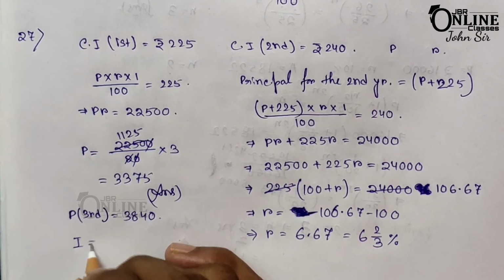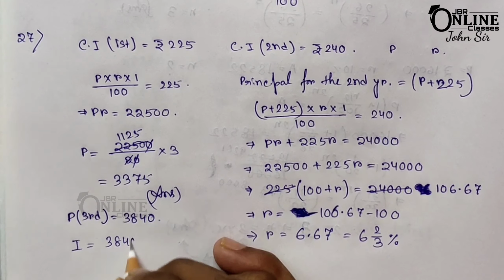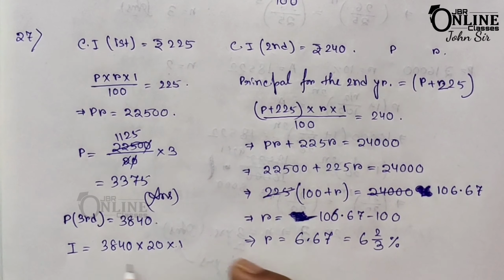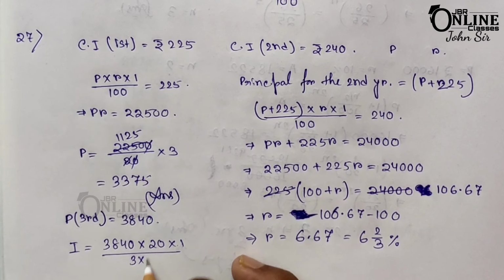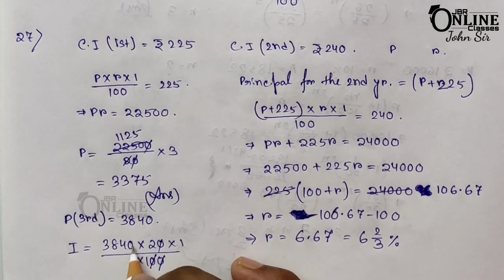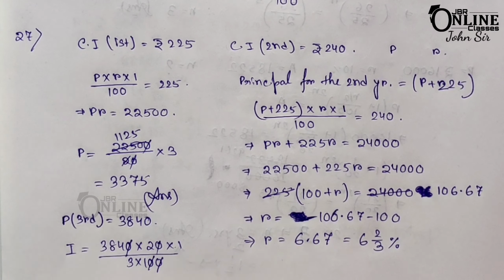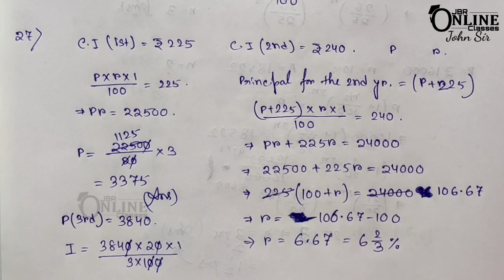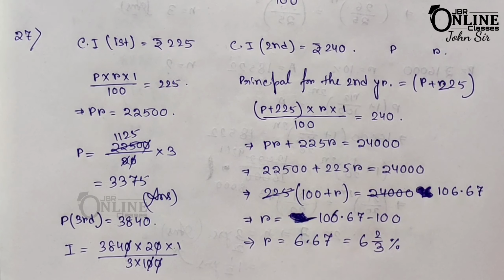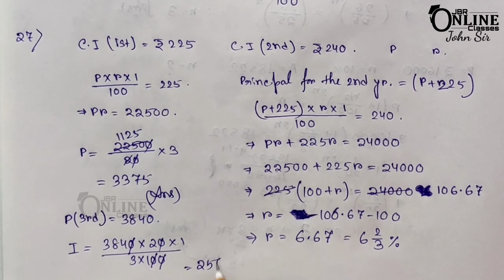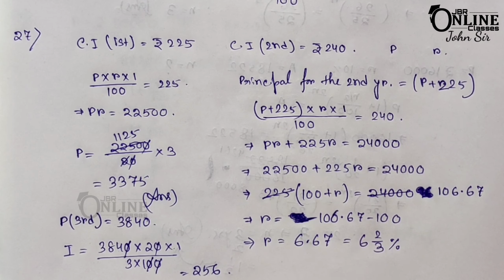Now interest, so interest will be 3840 into rate means 20 by 3 into 1 by 3 into 100. Okay, so now it will be 384 into 2 by 3. So here 384 into 2 by 3, and that equal to 256. So 256 is your third answer.